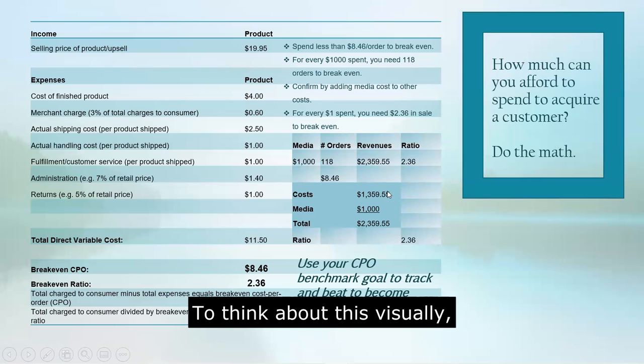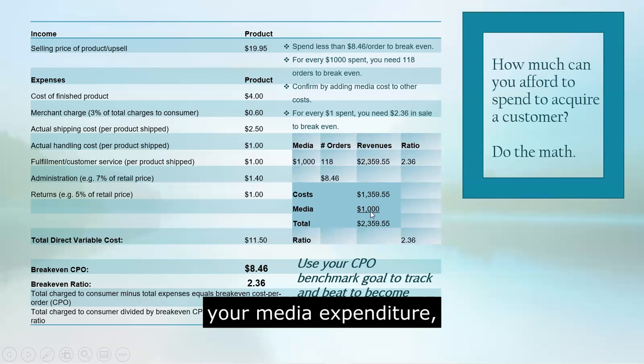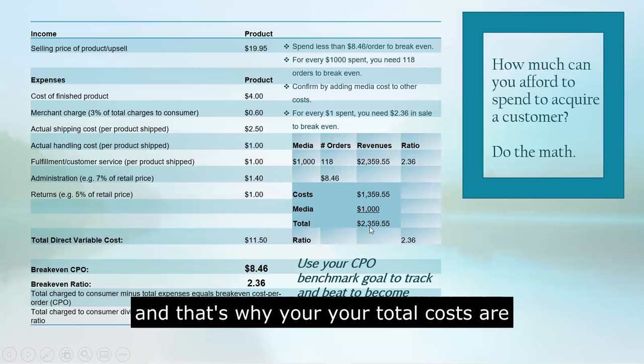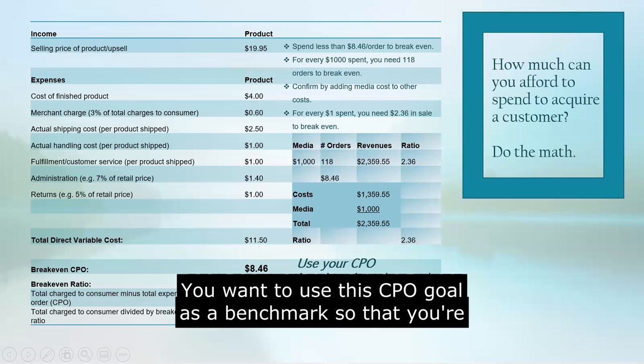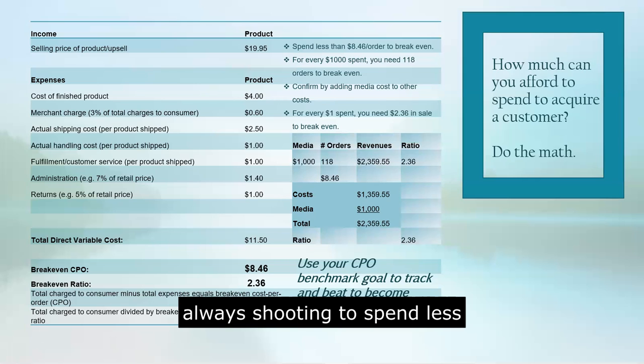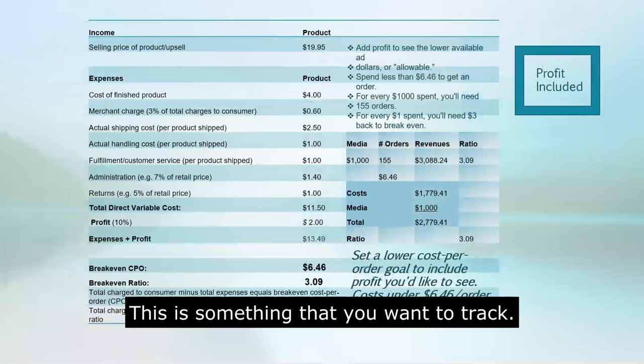And then just to think about this visually, you have the cost of creating the goods plus your media expenditure, and that's why your total costs are $2,359. So you want to use this CPO goal as a benchmark so that you're always shooting to spend less than what that cost per order goal is. This is something that you're going to want to track.